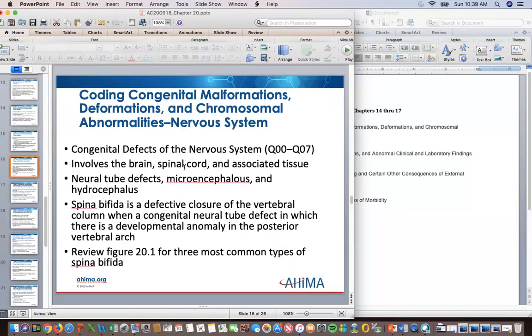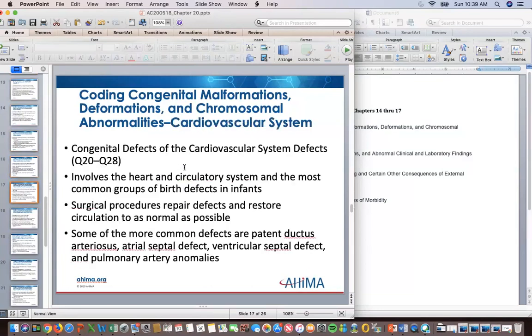So we get into a few more of our categories, and they're talking about defects of the nervous system, the brain, spinal cord, and associated tissue. So you have neural tube defects, spina bifida, and congenital defects of the cardiovascular system, again heart and circulatory systems, the most common groups of birth defects. Surgical procedures, and then, of course, some of the most common defects are patent ductus arteriosus, atrial septal defect, ventricular septal defect, and pulmonary artery abnormalities. And we see a lot of those.